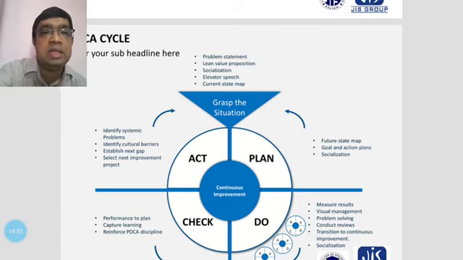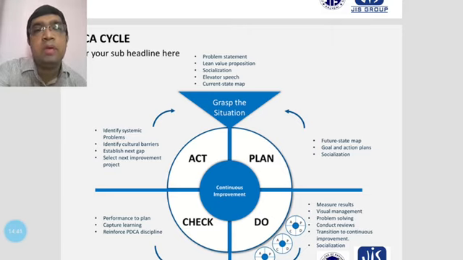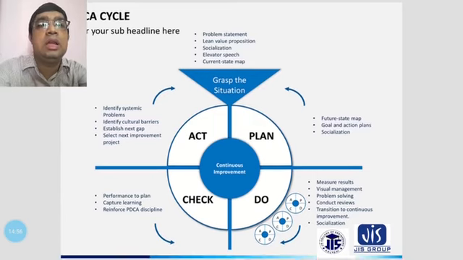And another thing, establish the next gap also. Sometimes we have to see from the fast worker to the manager, the difference between the two persons. This is one gap that will be here. And sometimes we have to consider the plan, do and check, these three processes also will be concentrated.